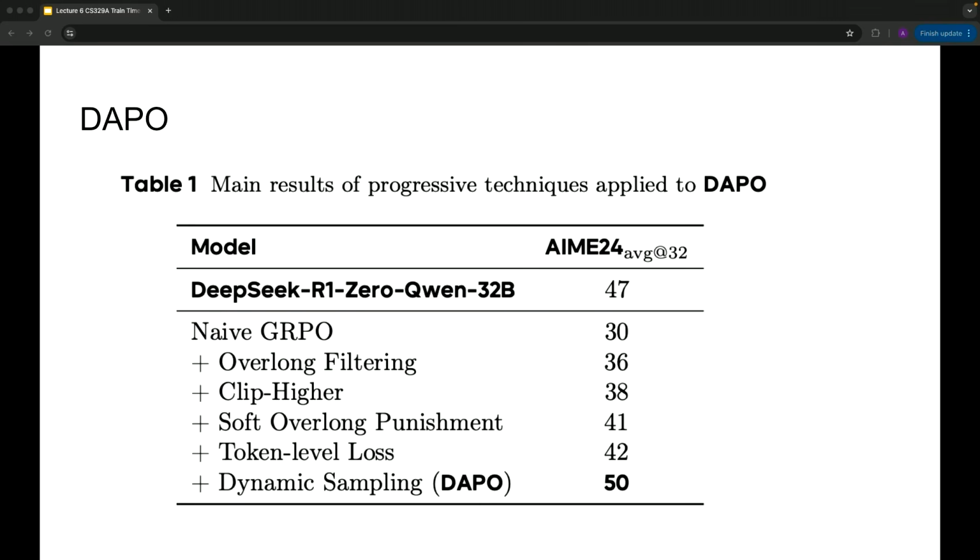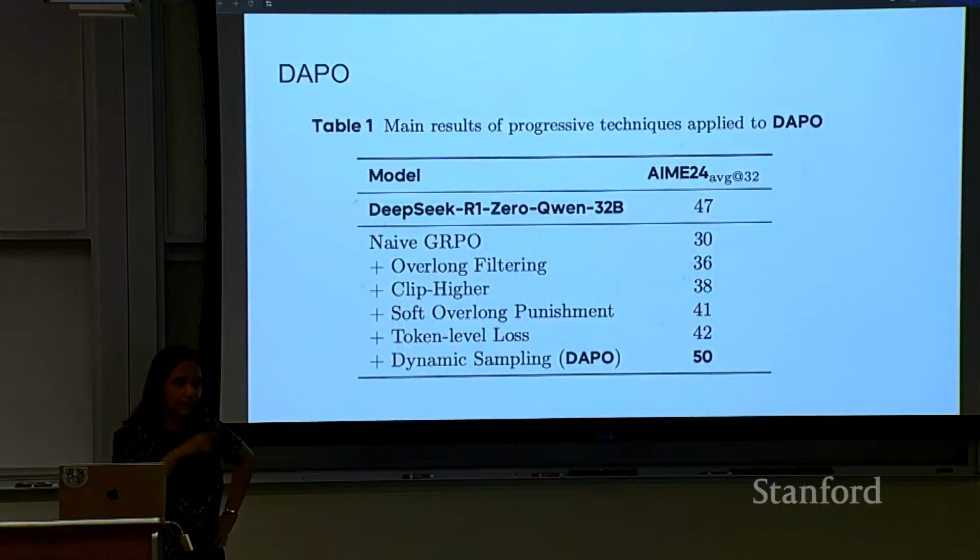So overall, what this showed was that when you started with GRPO on this AIME benchmark, if you put in overlong filtering, you went from 30 to 36 on the Qwen 32B model. If you did asymmetric clipping, you could go to 38. With soft overlong punishment, you could go to 41. And then with token-level loss, you go to 42. And then if you do dynamic sampling, where you're doing a better distribution of rewards across the batch, you have better signal propagation. You got to 50, which was even better than what DeepSeek R1 distilled down to Qwen 32B had done. So they could actually hill climb on the Qwen 32B themselves and get to a pretty strong score here.